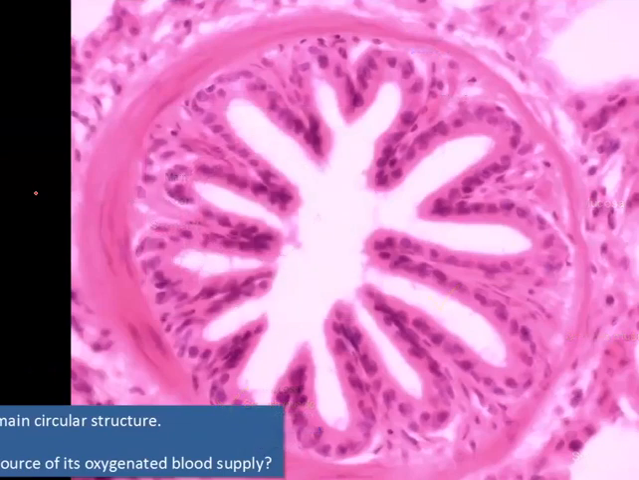Identify the main circular structure. What is the source of its oxygenated blood supply? In this respiratory tube, there is no cartilage in the wall, so it's not a bronchus. It cannot also be a trachea, especially as it is here surrounded by alveoli of lung tissue, so it is inside the lung and can by no means be a trachea.